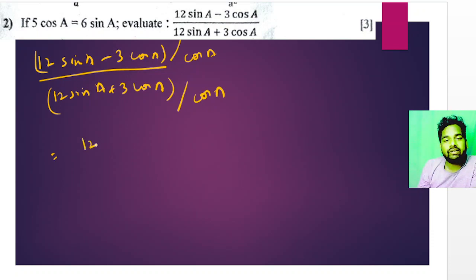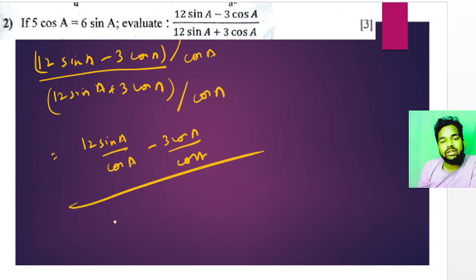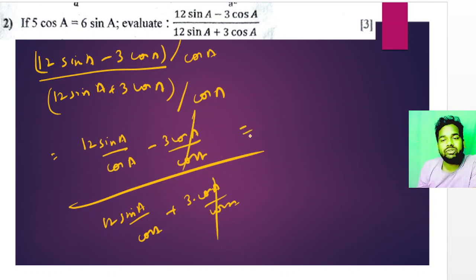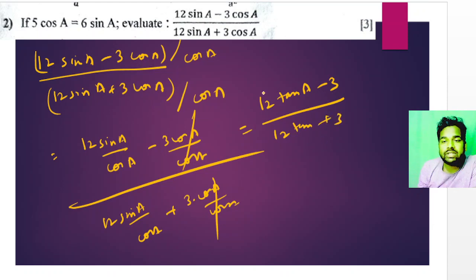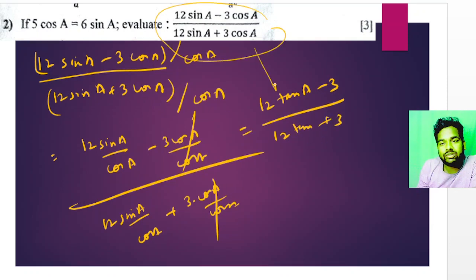So we can write that as 12 sin a divided by cos a minus 3 cos a divided by cos a, and again 12 sin a divided by cos a plus 3 cos a divided by cos a. Now the cos a cancels, and sin by cos is tan a. So you can write (12 tan a minus 3) divided by (12 tan a plus 3). You just simplified this question to this one.